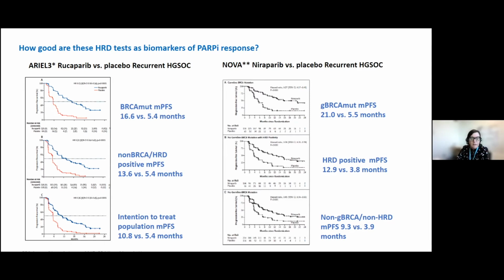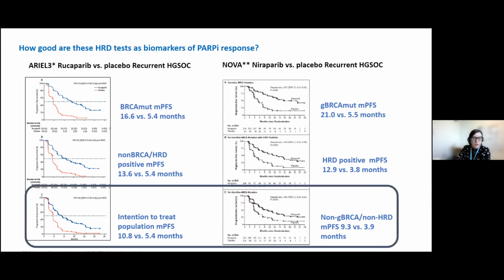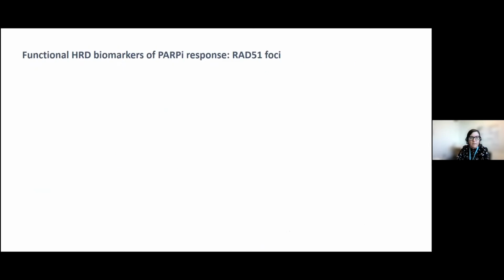So we can see that the greatest difference in response was seen in the BRCA population, but also the test was able to differentiate patients that had homologous recombination deficiency and had a reasonable response and a difference compared to placebo. But if you look at the bottom here, you see the intention to treat population, which includes those that are non-BRCA, non-HRD, as determined by these two tests. And we still do see a difference. So we know that the current HRD testing will be missing some patients who in these studies were grouped in the non-HRD group, but did have a good response to PARP inhibitors. So these tests are not perfect.